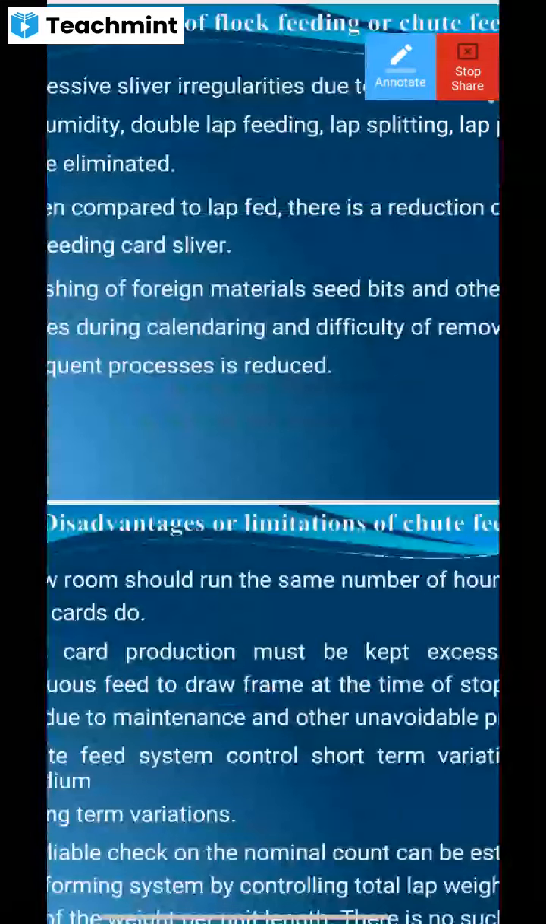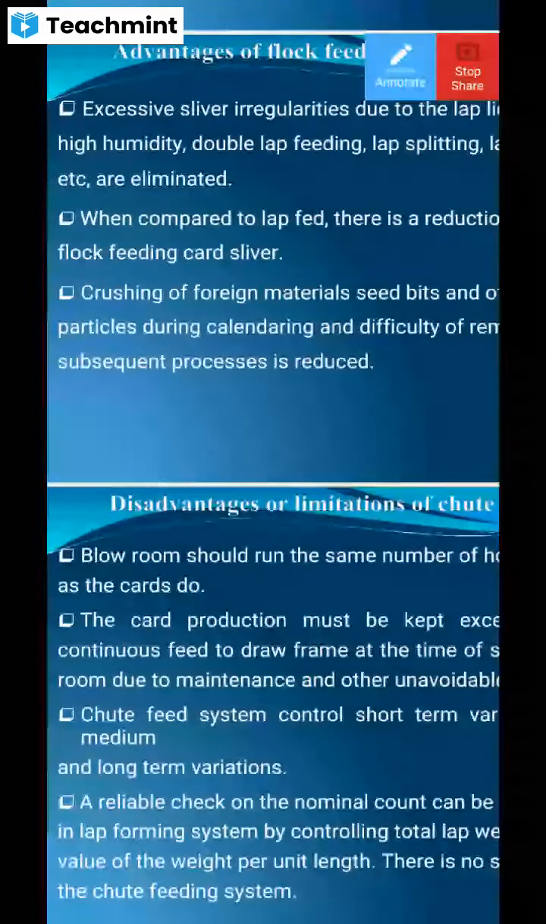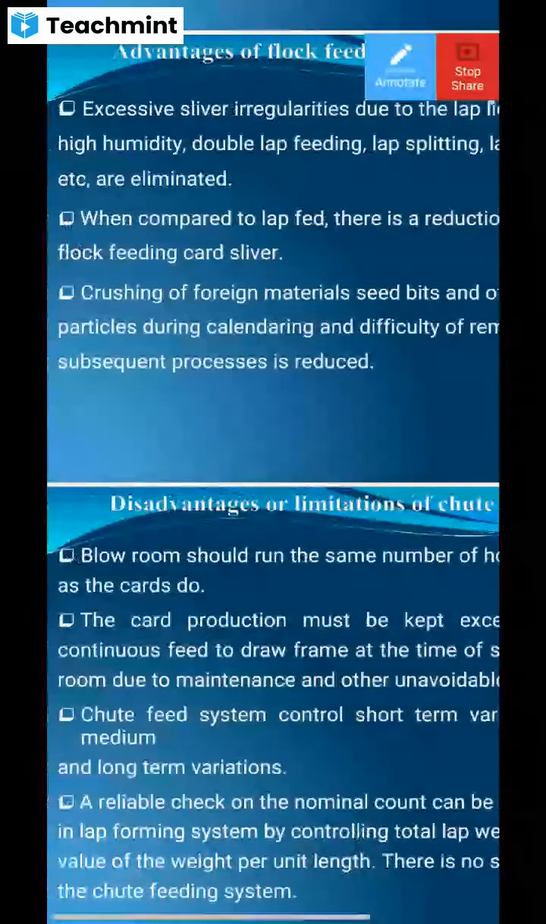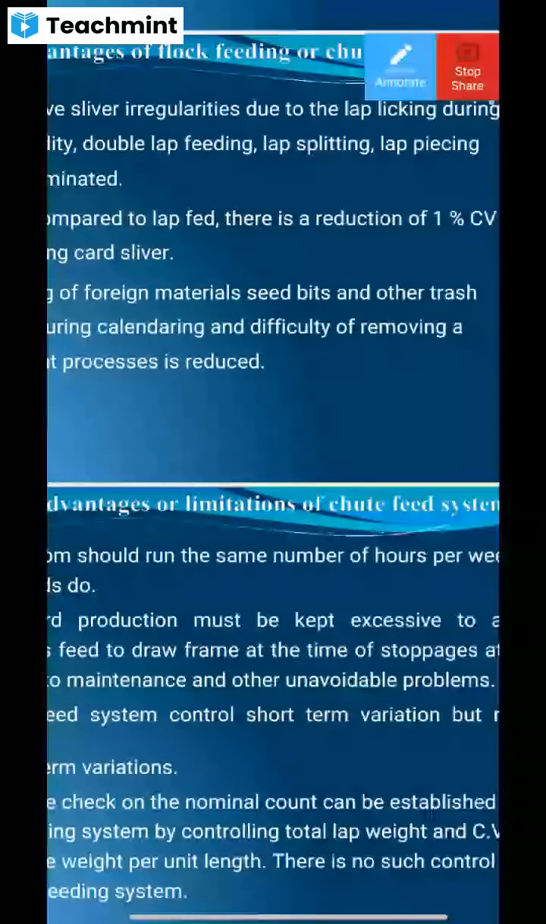Here, very, very little compression we give in the lap roller and feed roller area. So the foreign materials are not crushed. So the materials are easily removed in the carding and former stage. That is very, very important. Crushing of foreign material, seeds, bits, and other trash particles during calendering, and the difficulty of removing in subsequent processes, is reduced. So here, very, very little pressure we give, only in the flock feeding and chute feeding area.